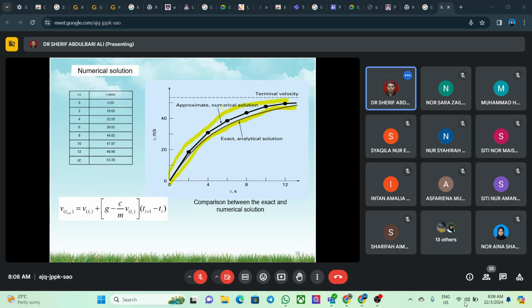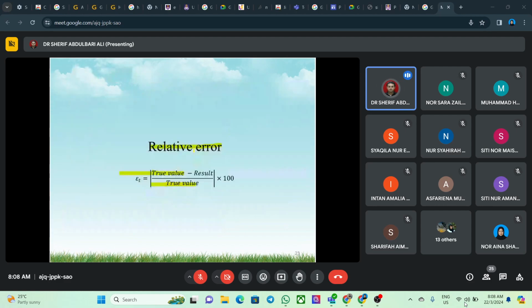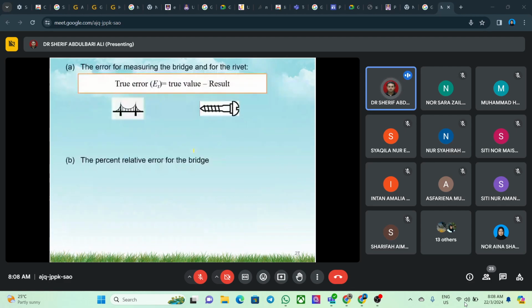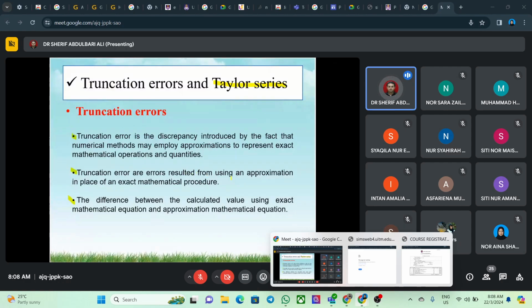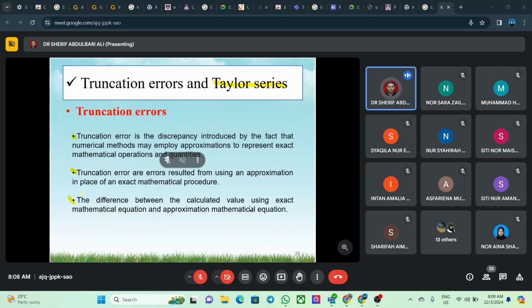The difference between the exact solution and the approximate solution is what we call the truncation error. So now if you read the slides again, you'll understand what it is talking about. Truncation error results from using an approximate solution in place of an exact or analytical mathematical procedure, or the difference between the calculated exact or analytical solution and the approximate mathematical equations.